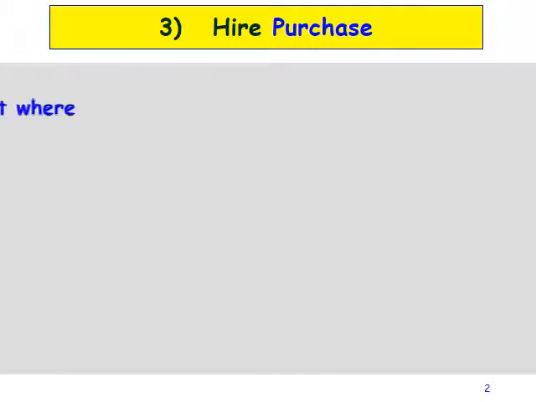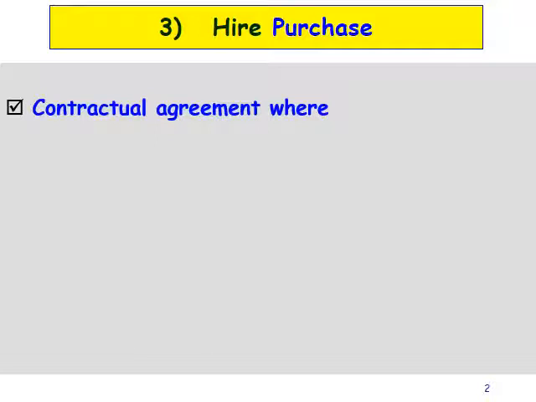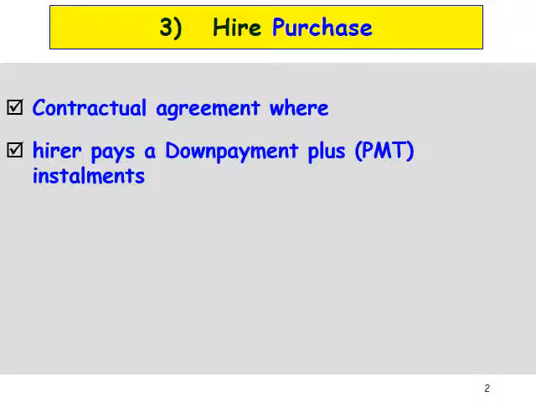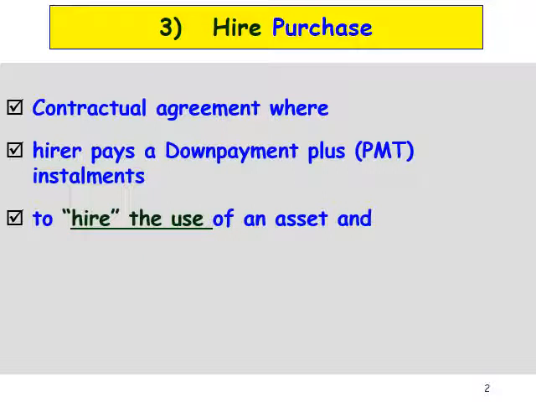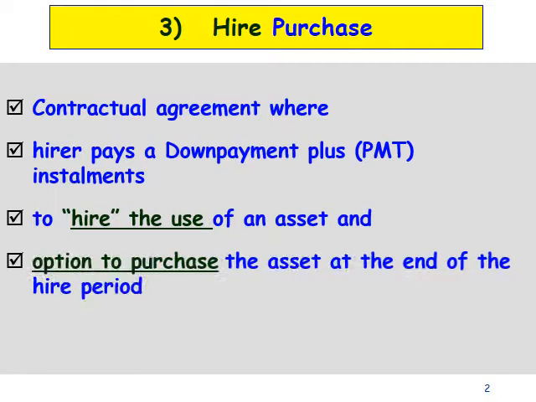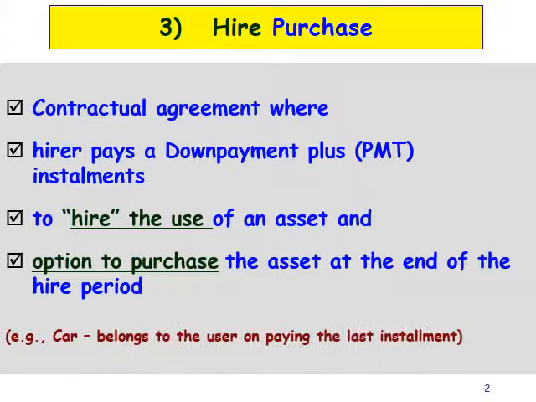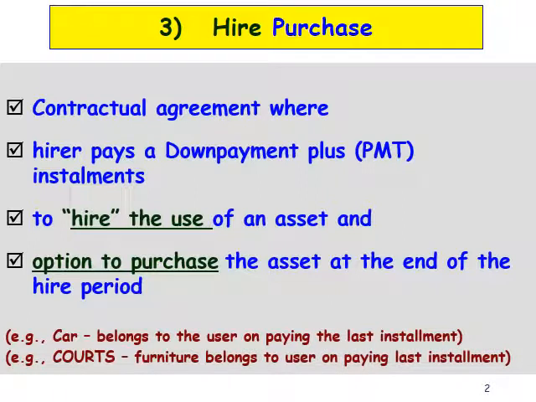Hire purchase is a contractual agreement where hirers pay a down payment plus installments to hire the use of an asset, with the option to purchase the asset at the end of the hire period. For example, a car belongs to the user on paying the last installment. Furniture also belongs to the user on paying the last installment.